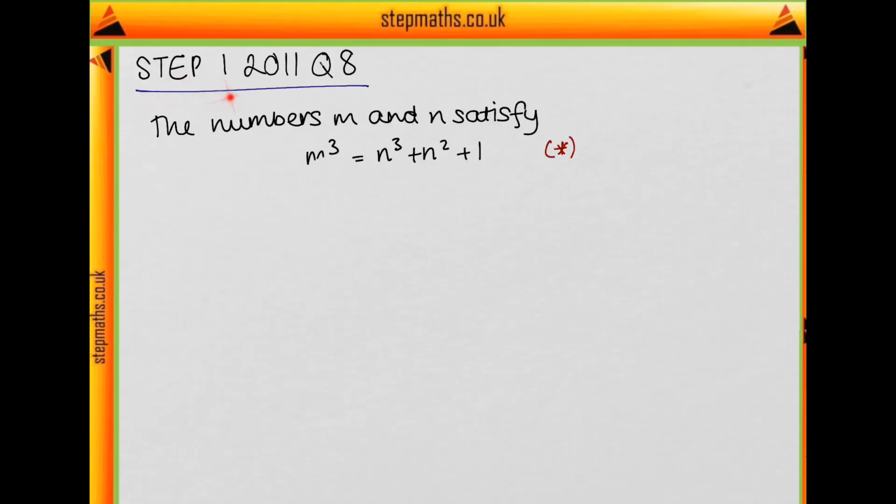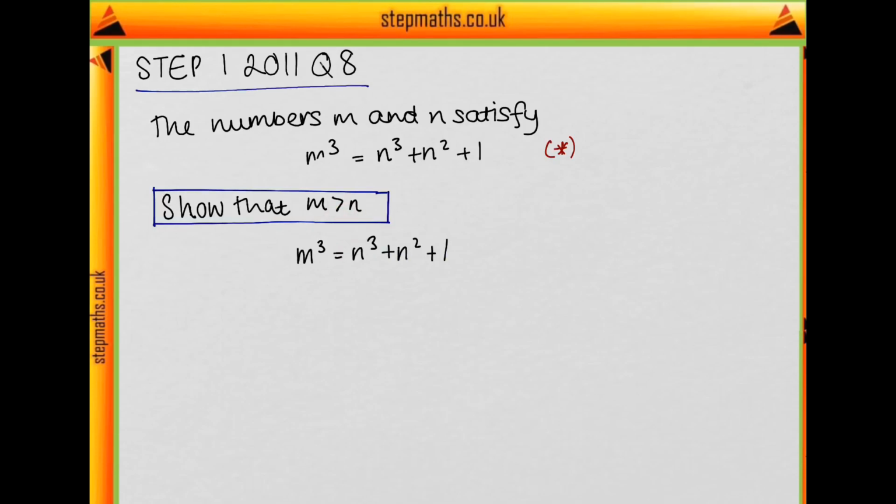This is Step 1, 2011, Question 8. We're told the numbers m and n satisfy m cubed equals n cubed plus n squared plus 1. And the first part of the question tells us to show that m is greater than n. So, first thing to do is write out m cubed equals n cubed plus n squared plus 1. And then note how we can compare the left-hand side and right-hand side.